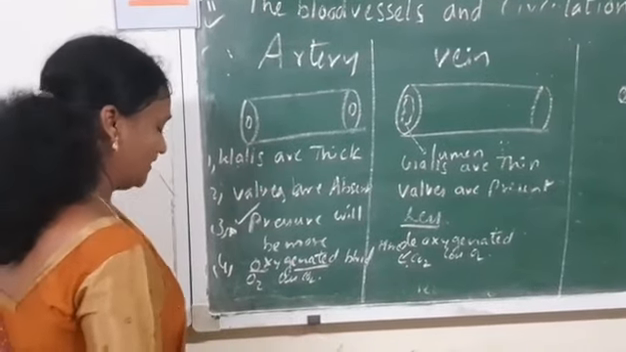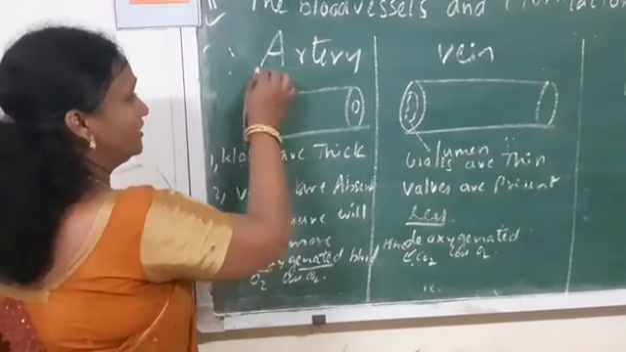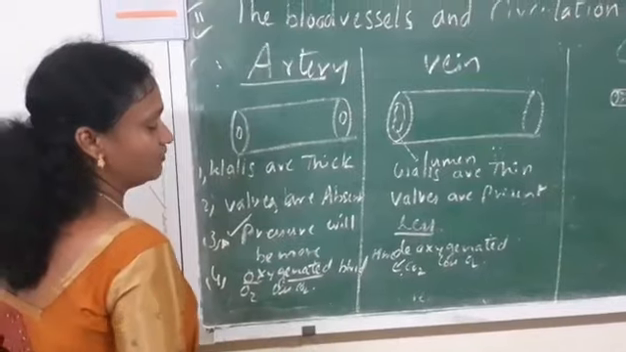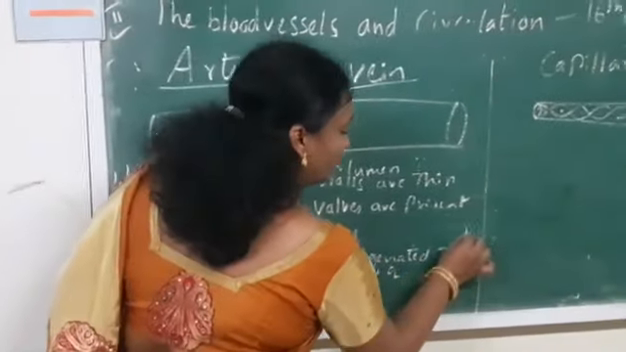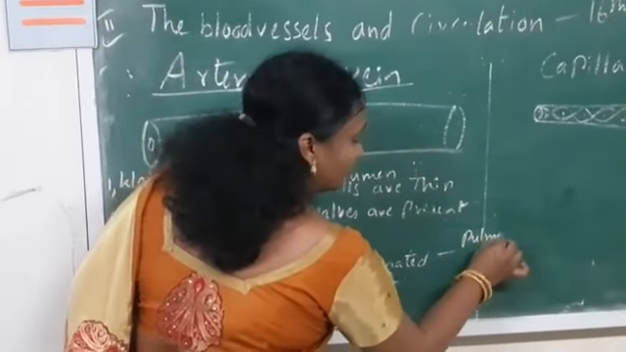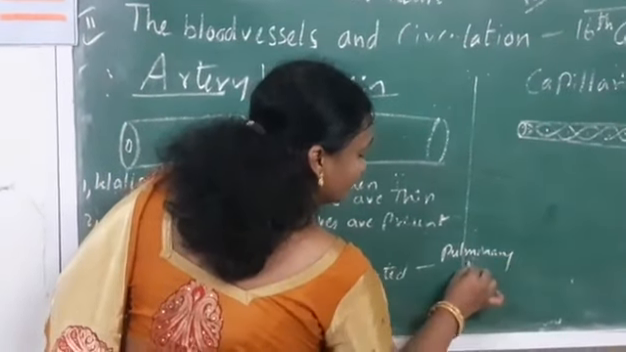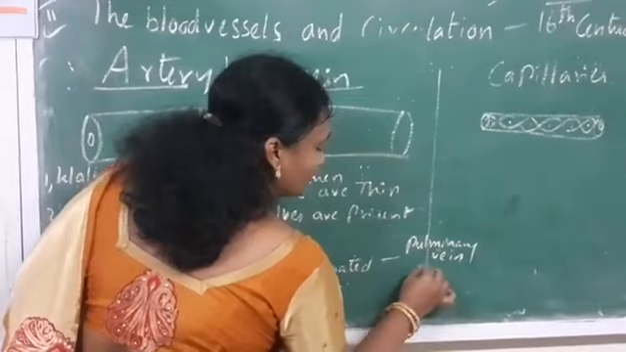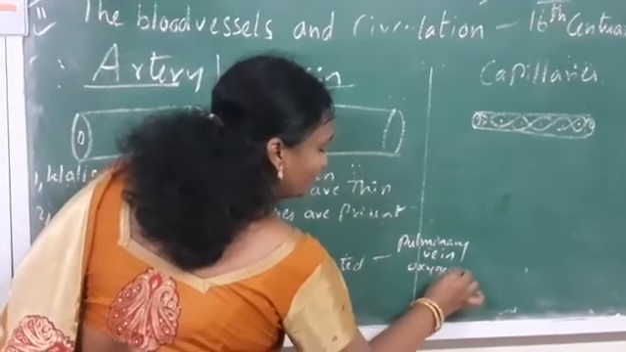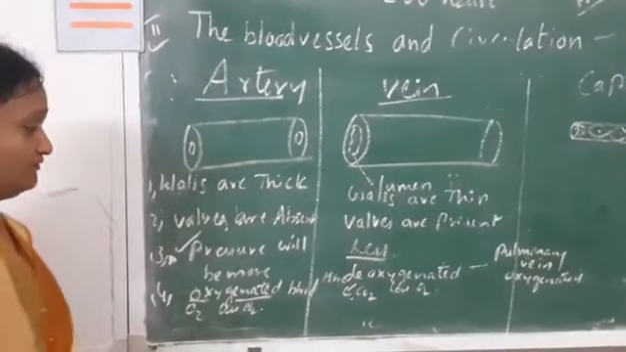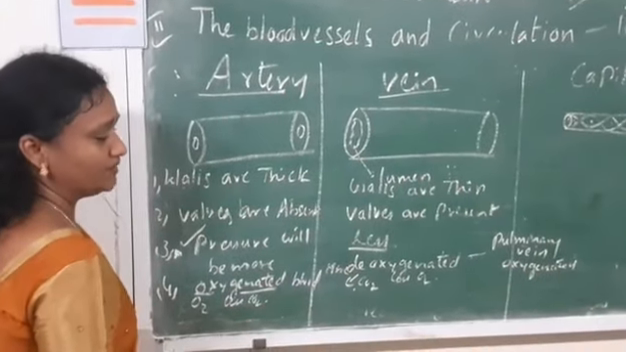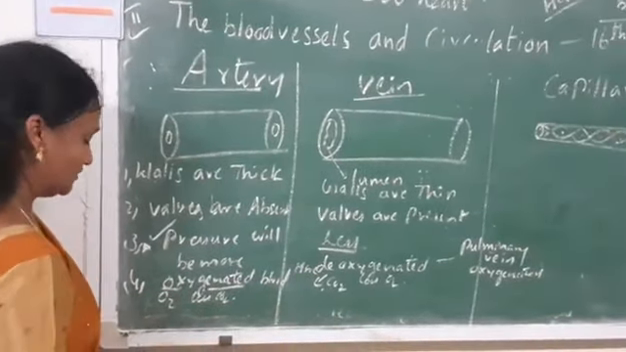Pure blood is called oxygenated blood. All the arteries will carry oxygenated blood. All the veins will carry deoxygenated blood, except the pulmonary vein, which will be carrying oxygenated blood. Pure blood. That is, the blood that is purified in the lungs will be taken by the pulmonary vein and it opens into the left auricle.